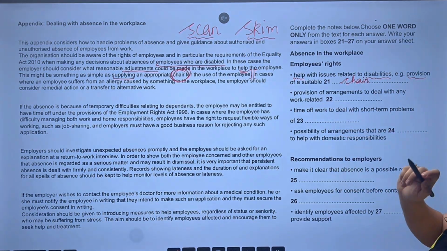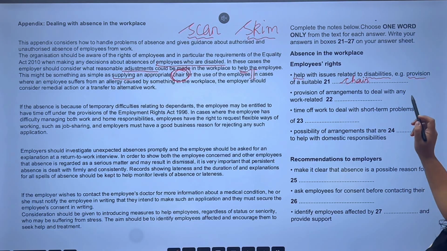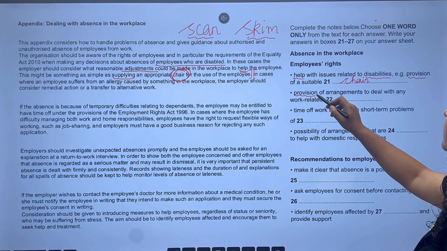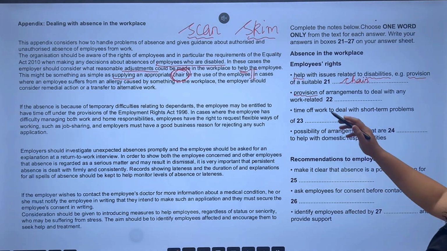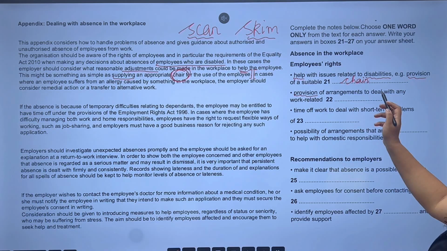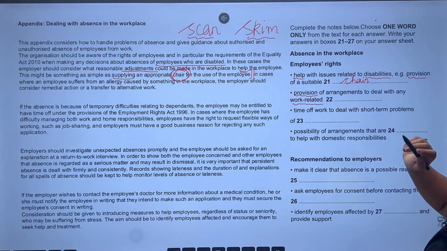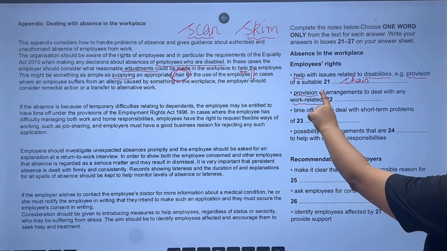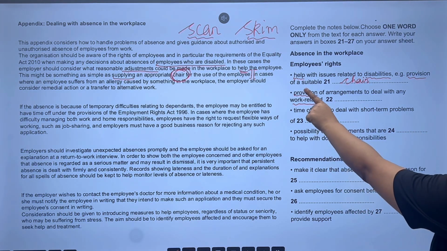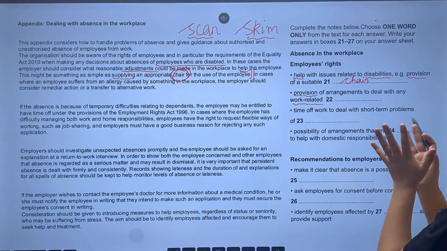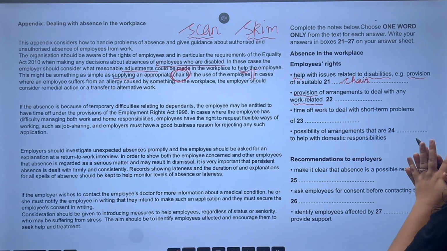So question number 22 says, provision of arrangements to deal with any work related something. Now provision means, again, to make something available. So provision of arrangements to deal with any work related. Now these are our keywords. To make something available for some problem that is work related.